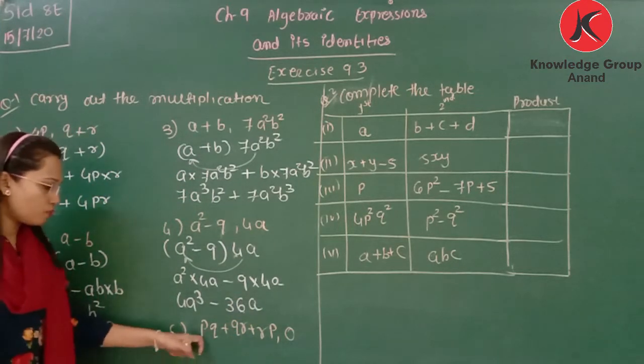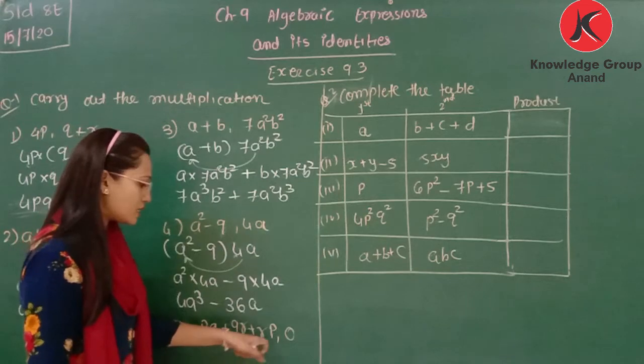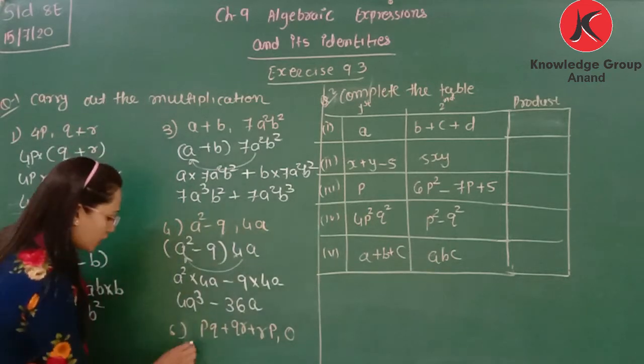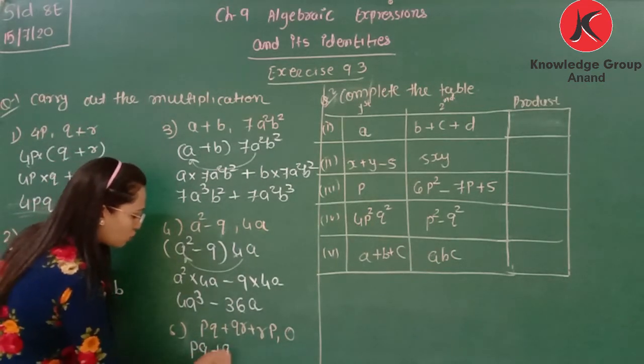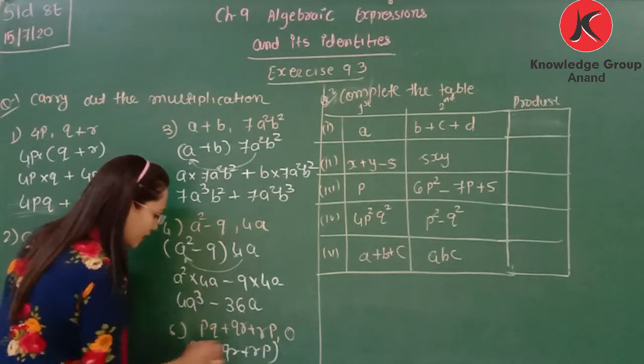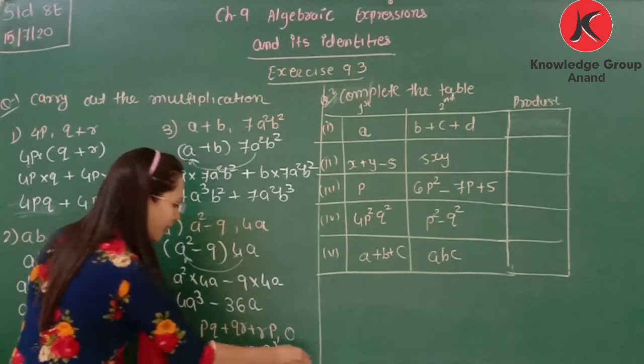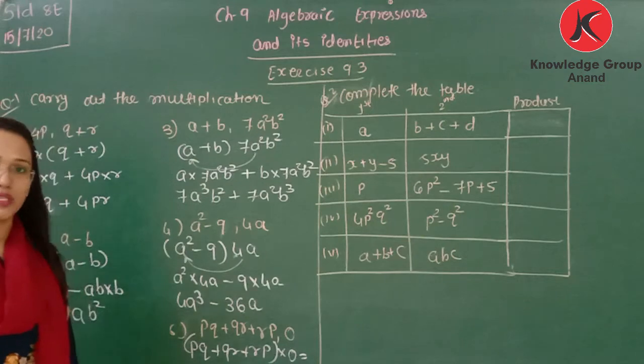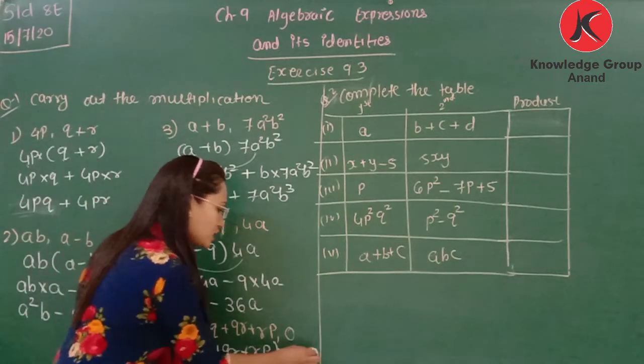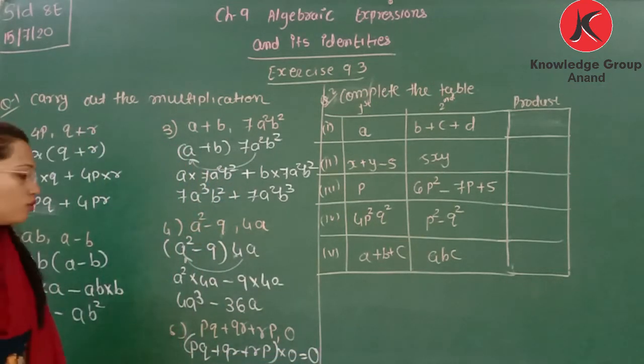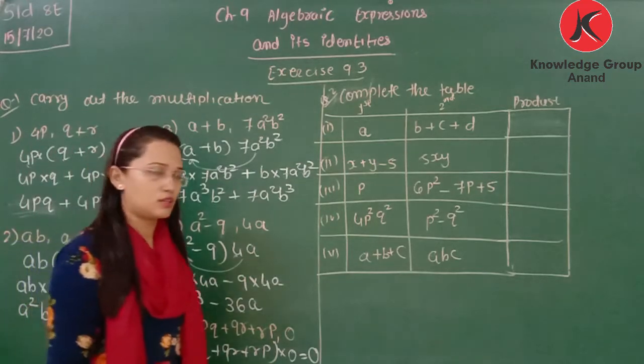Now for the last one, pq plus qr plus rp and 0. It means pq plus qr plus rp is multiplied with 0. But we know that any term that is multiplied with 0 gives 0. If you multiply 0 with any term, the answer is 0. So here the answer is 0.